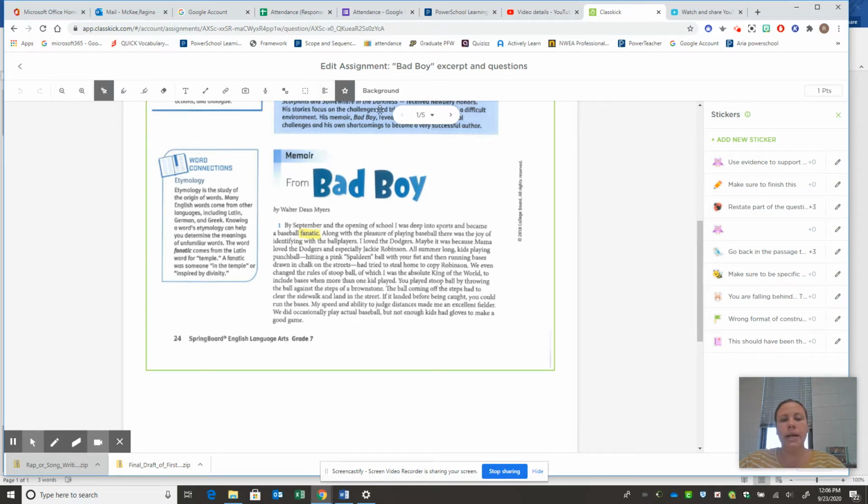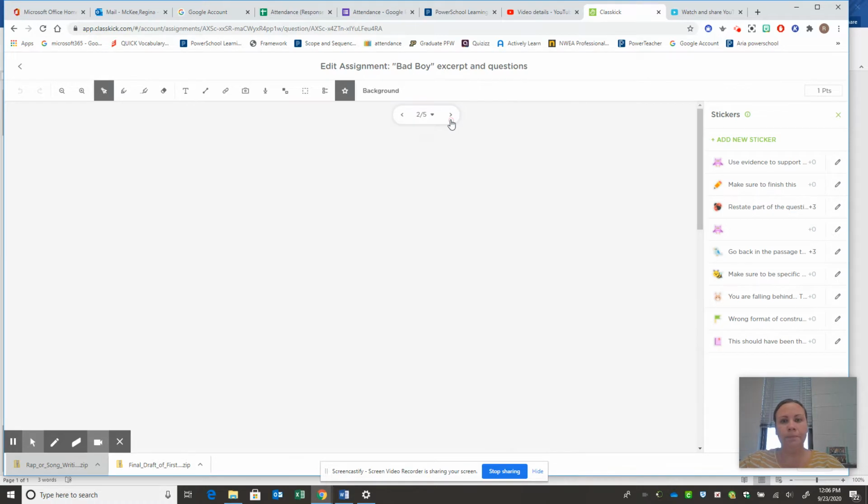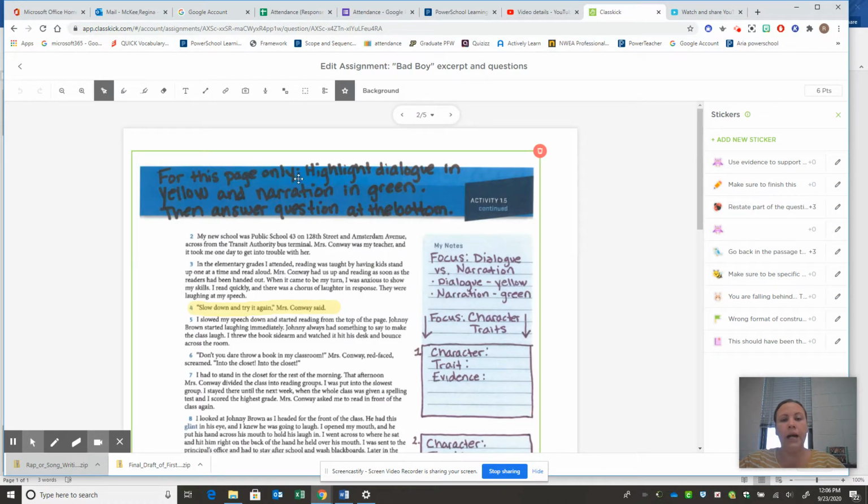Okay. So on slide 2, which is where we're going to be today, it says for this page only, highlight dialogue in yellow and narration in green. Then answer questions at the bottom. I already have one example done for us. You can see here that someone is speaking. Mrs. Conway is talking. She is saying something aloud that others can hear, and it's highlighted in yellow. So you're going to go through this page only, just slide 2, and highlight every time someone speaks, when there's dialogue happening, in yellow. Everything else would be in green because that's narration. That's information being told to you as the reader.